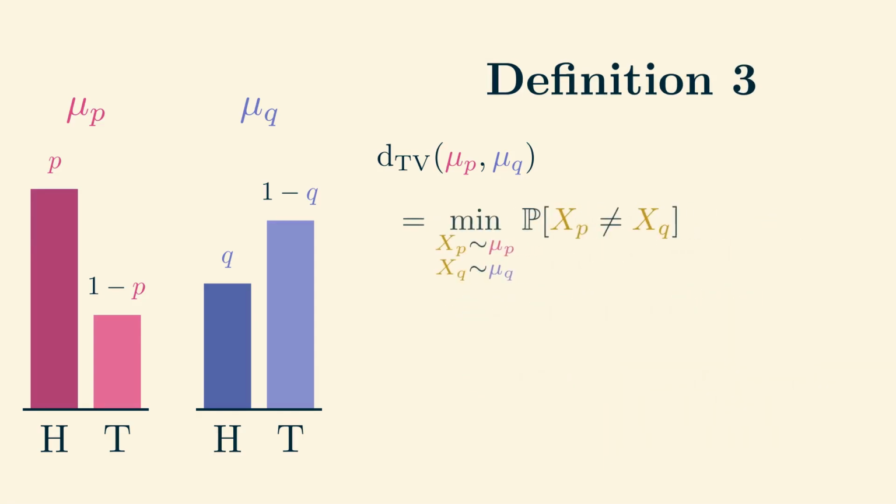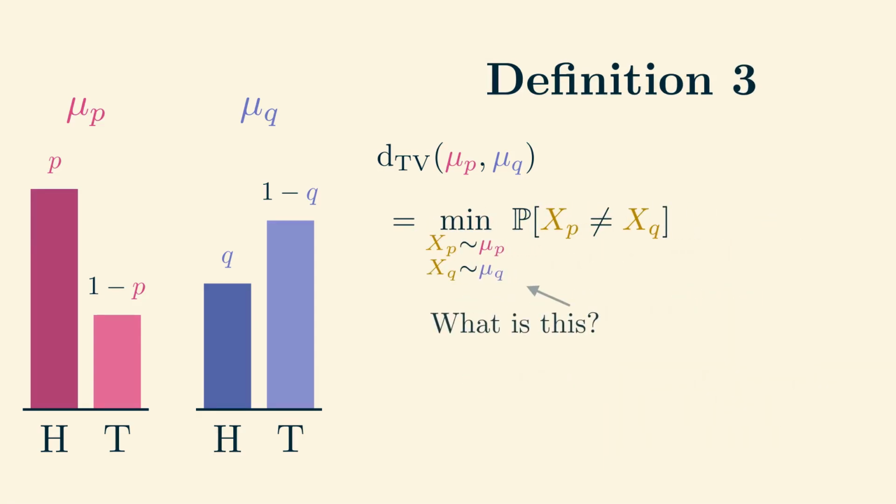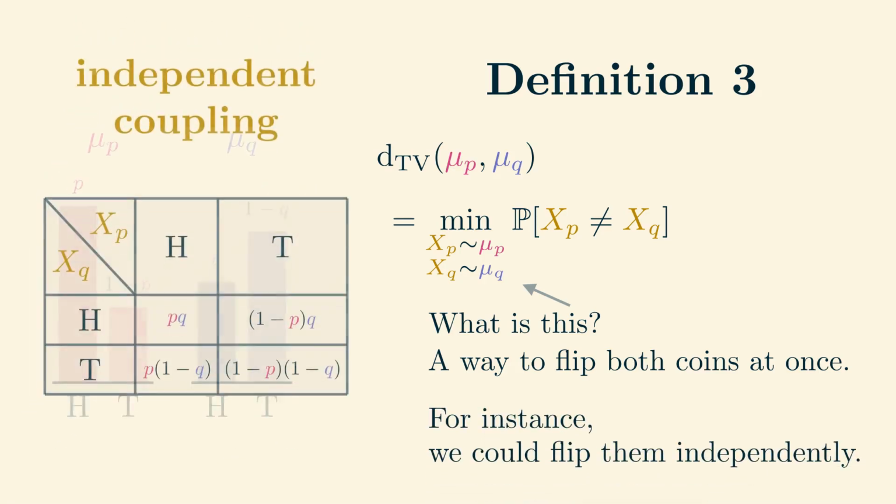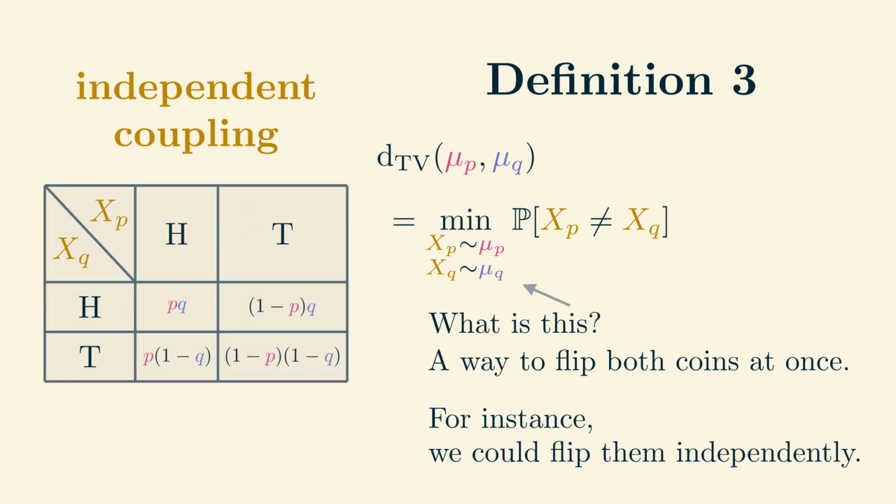Finally, let's discuss the third definition. What even is a coupling between mu p and mu q? Intuitively speaking, a coupling is a way to flip both coins at once. Of course, we could just flip both coins independently of one another, and then we get a probability distribution on pairs of outcomes like this. Under the independent coupling, the probability of any pair of outcomes is just the product of the probabilities for both outcomes.